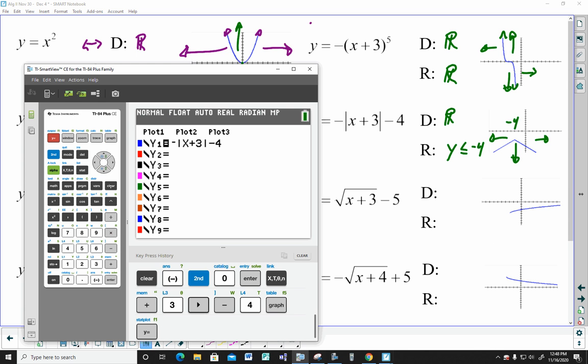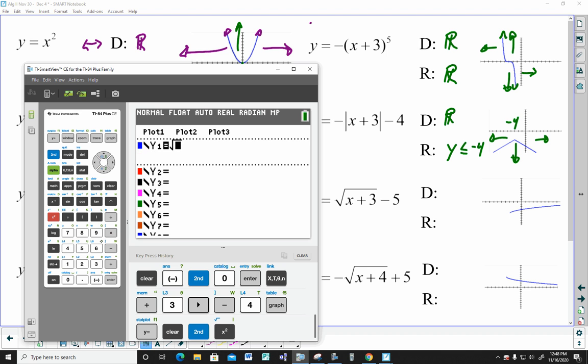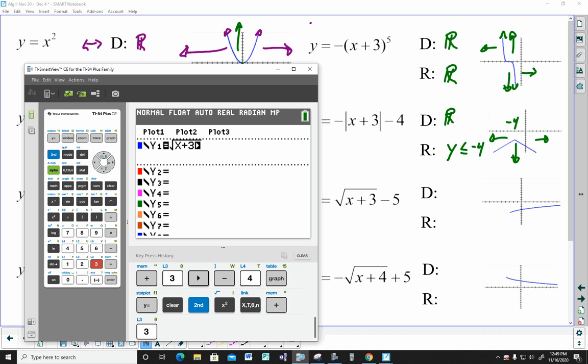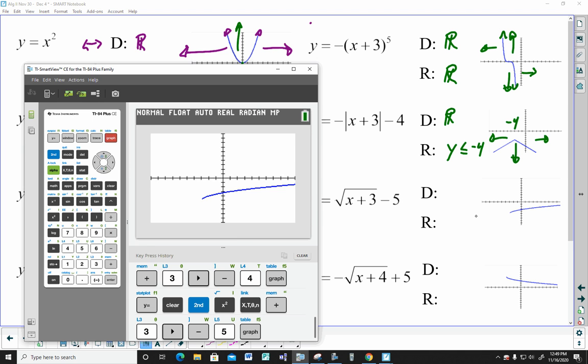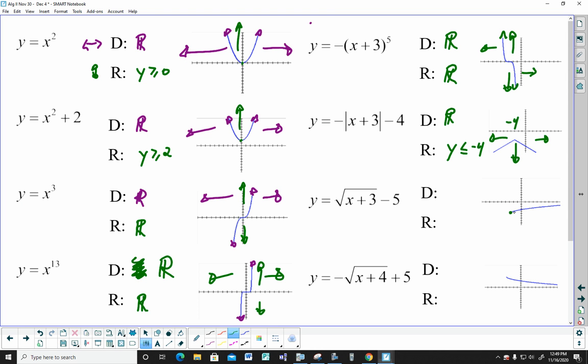Y equals, clear it out. There's the square root. Okay? So I will go second square root. Was it x plus 3? Come out of the square root, -5. Not -5, but -5. Graph. There it is. So it's starting here and running to the right. And it will continue to go higher and higher and higher. I know it doesn't look like it is, but it does. It will continue to go higher, and it does continue all the way to the right.